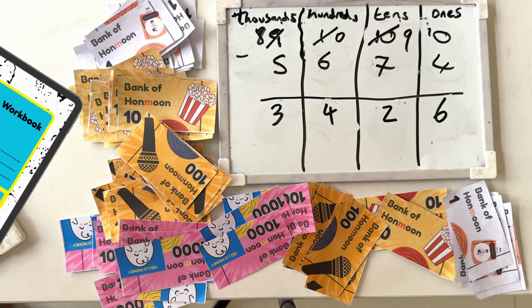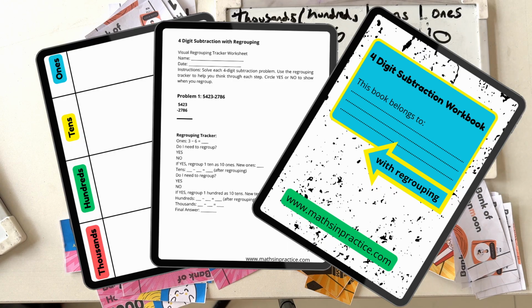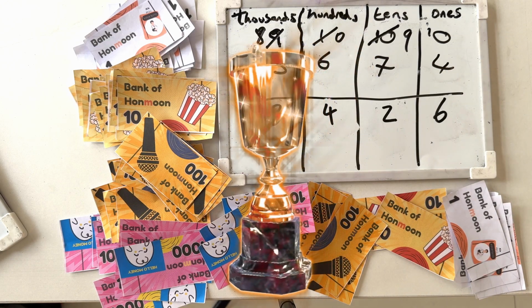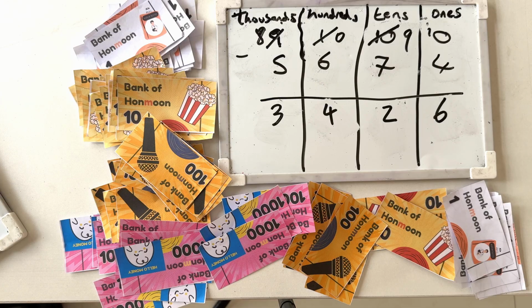So you have 3,426. If you followed every regroup, moving value from thousands to hundreds, hundreds to tens, and tens to ones when needed, you're now confident with 4-digit regrouping subtraction. You can look at the links below to find more regrouping exercises and resources.